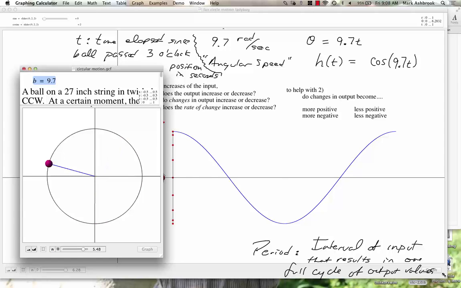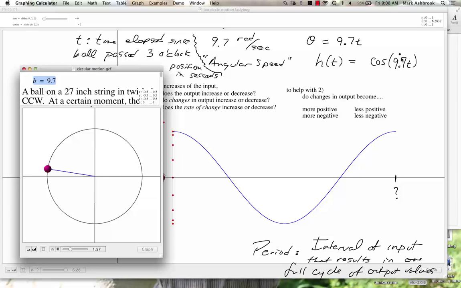So with the interval of input that results in one full cycle of output values, we're asking how much time needs to go by so that our cycle starts over. So how do we know that? We can answer that question knowing what the period of just cosine is.